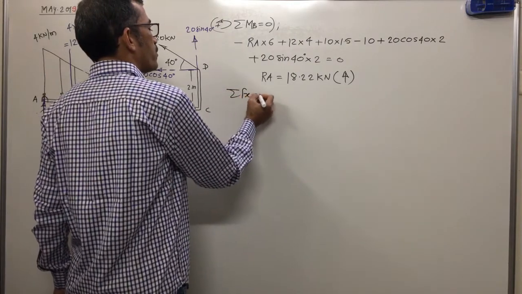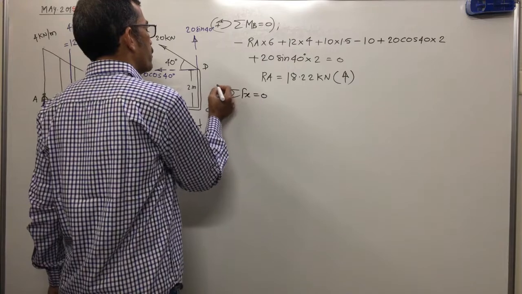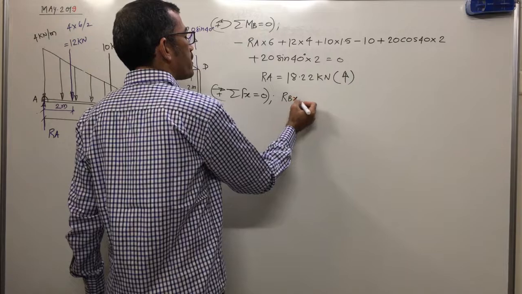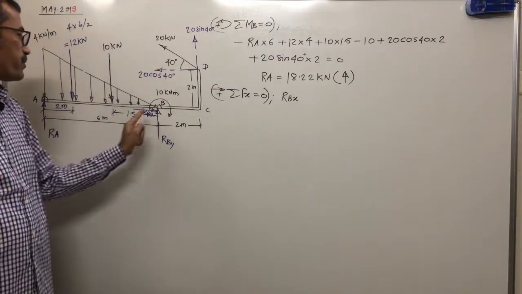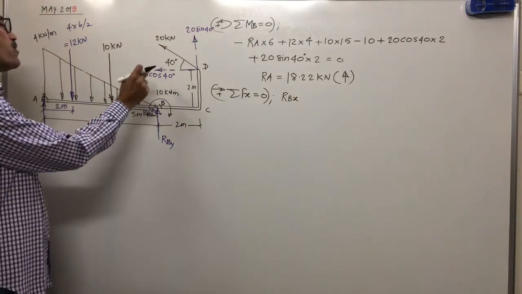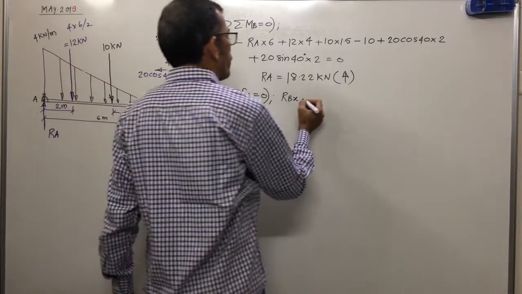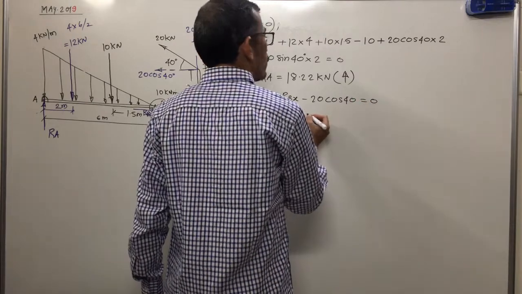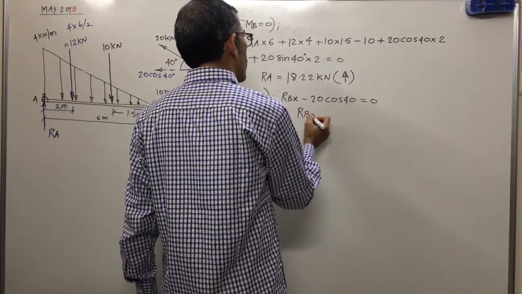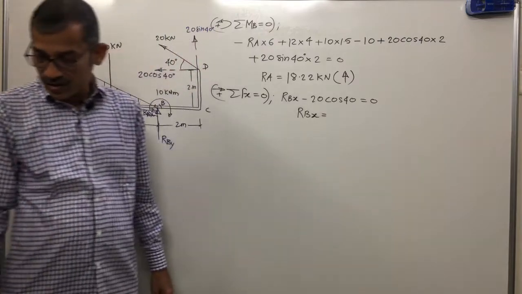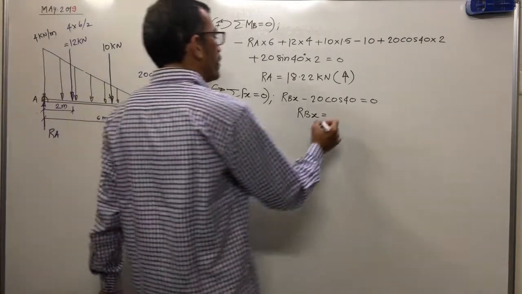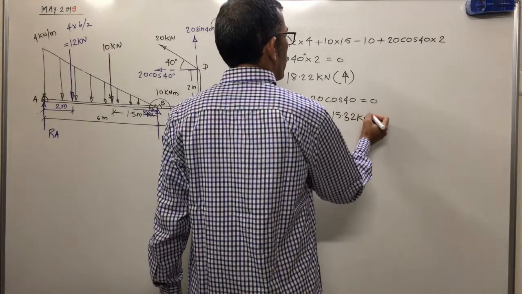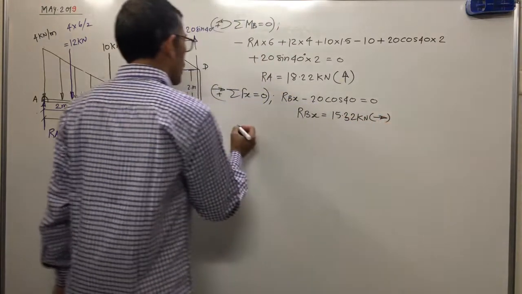Once you get RA, now summation of Fx and Fy. Summation of Fx equal to 0, assuming rightward force is positive. RBX is rightward, so positive. Any other force? This one component, minus 20 cos 40 equal to 0. So RBX equal to 20 cos 40. Just calculate how much you will get: 15.32 kilonewton. The answer is positive, so the assumed direction is correct.